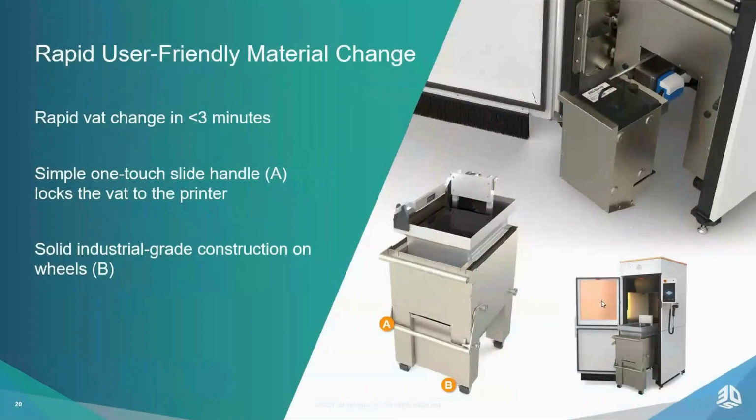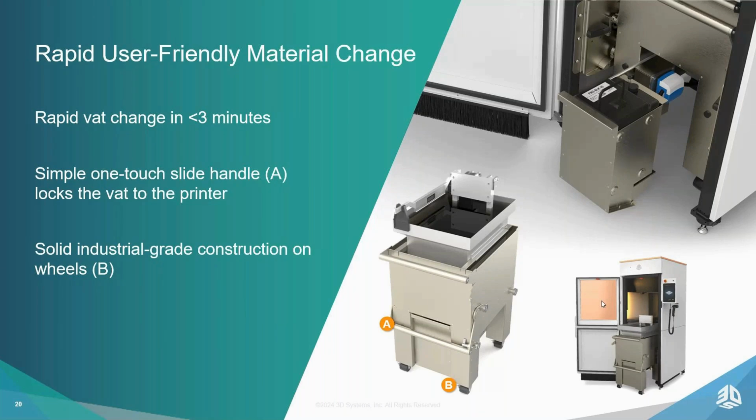So some of the other production benefits worth mentioning about the PSLA 270. First of all, I mentioned at the beginning, material changeover. With the PSLA 270, this has never really been easier. We've designed a mobile cart that carries your vat. You can see it here on the left-hand side. It's got a handle, which is labeled A, and those are the wheels labeled in B.